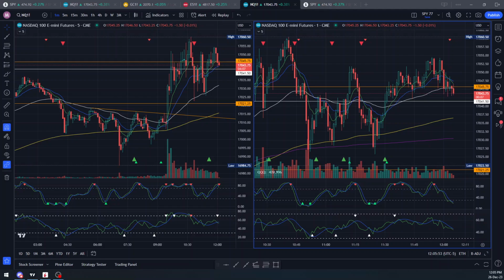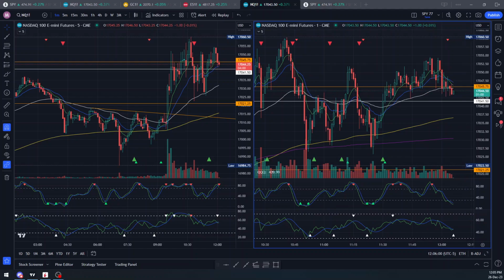Okay, looks like we're not making any move up, so let's see what to do with this trade. For Apex, do you recommend waiting until the new year? Yep, absolutely.